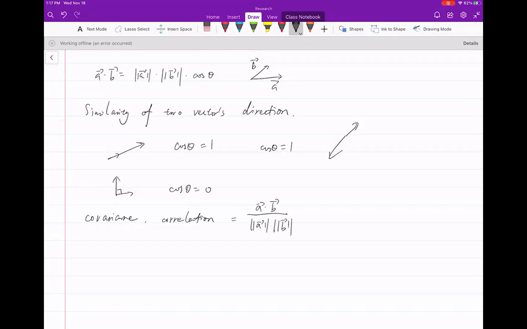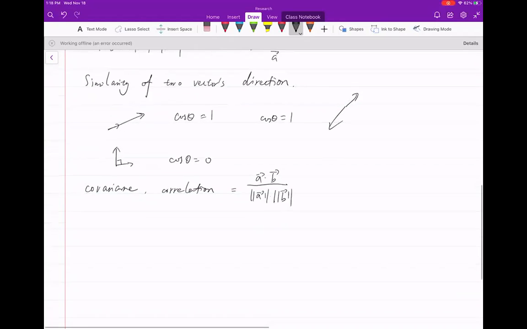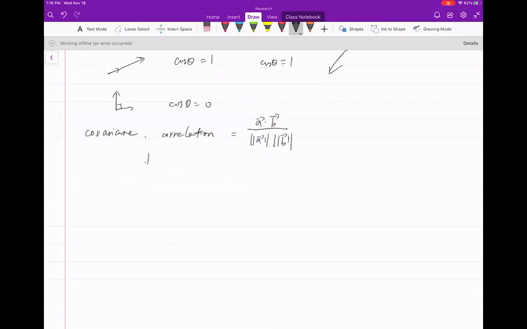So once you divide the length of A and length of B out, you only have cosine theta. Then this theta is going to tell you, are these two things pretty close to each other? Or are these two things opposite to each other? Or are these two things orthogonal to each other, which means they're totally independent. They don't have any correlations. Whatever happens in X does not affect what happens in Y. Sounds good?